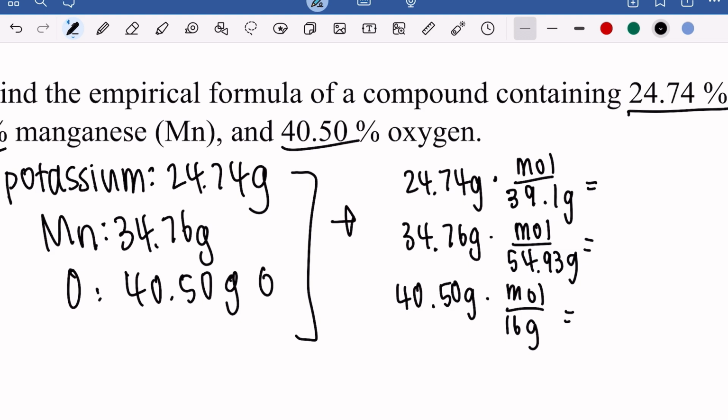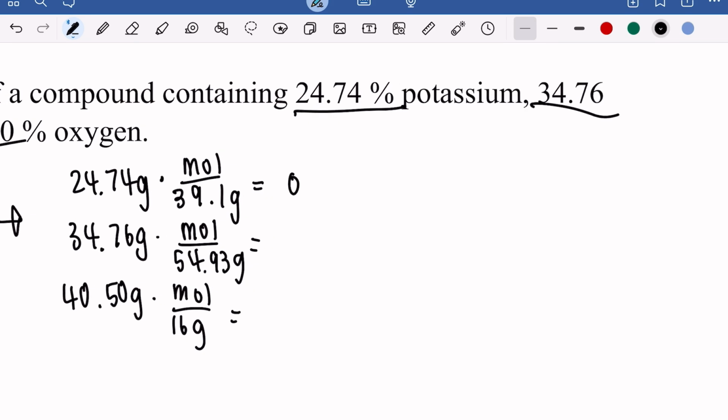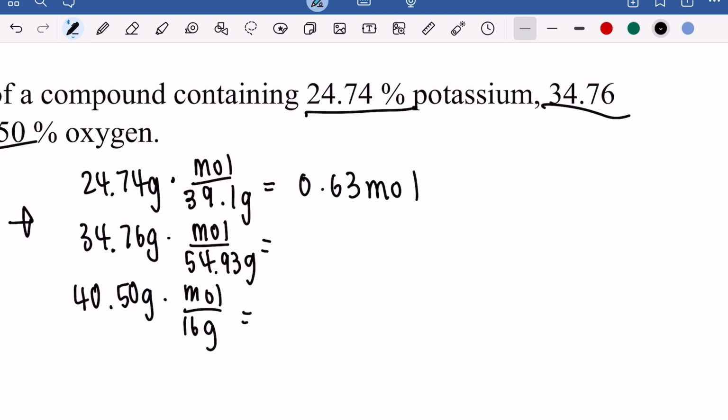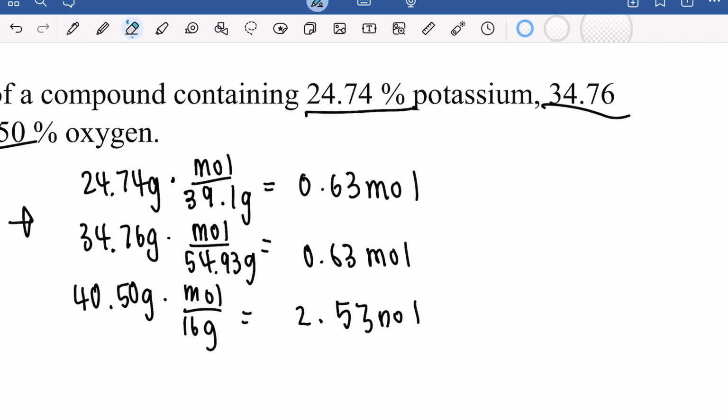We get 0.63 moles for potassium, 0.63 moles for manganese as well, and 2.53 moles for oxygen.